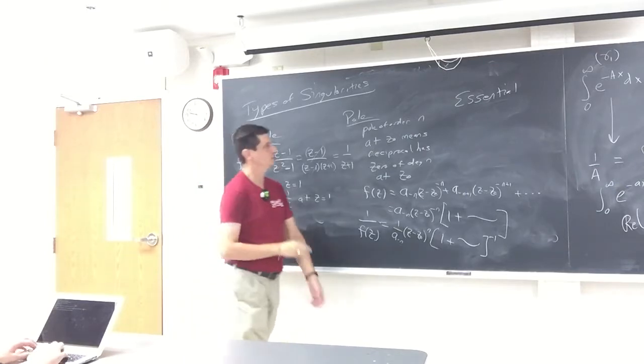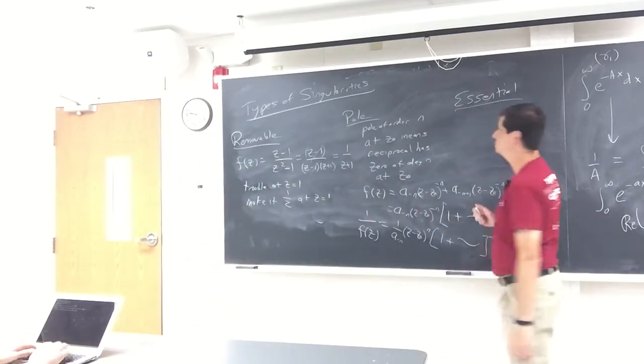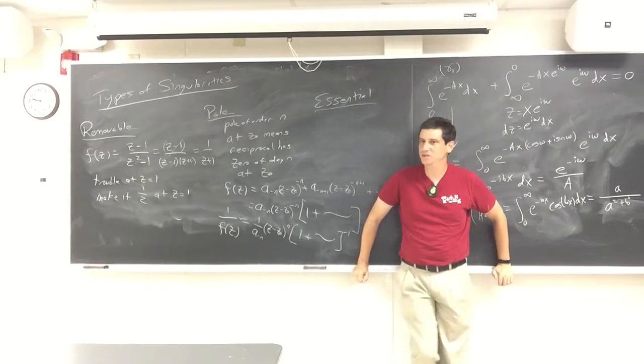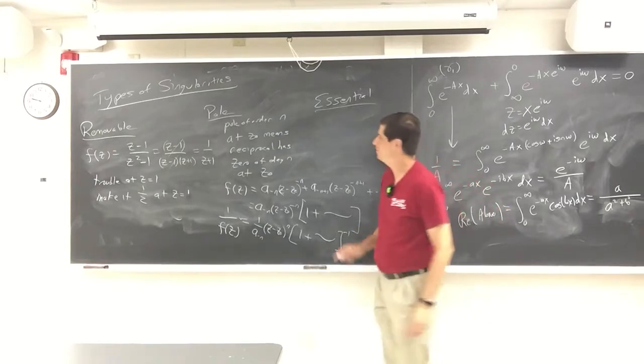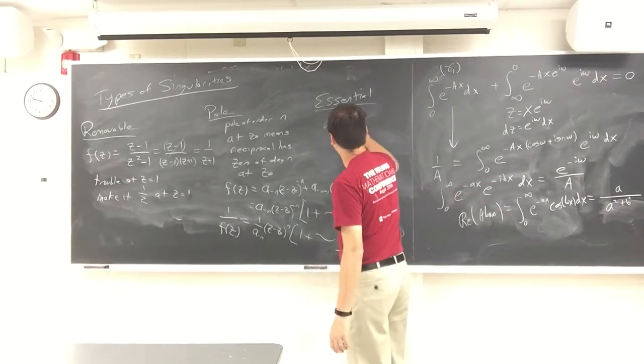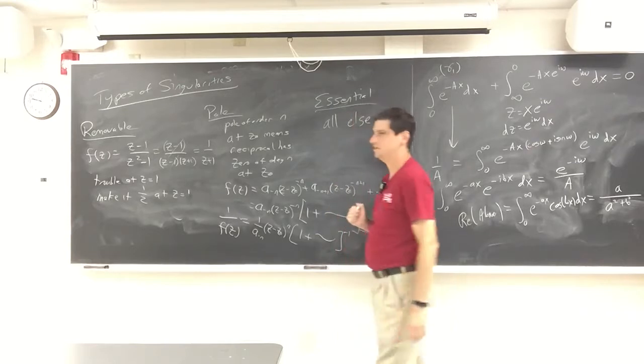So for an essential singularity, that's going to be worse than removable, worse than pole. What do you think might be an essential singularity? Everything else. So we'll leave that for now, and we'll try to figure out what does everything else mean.